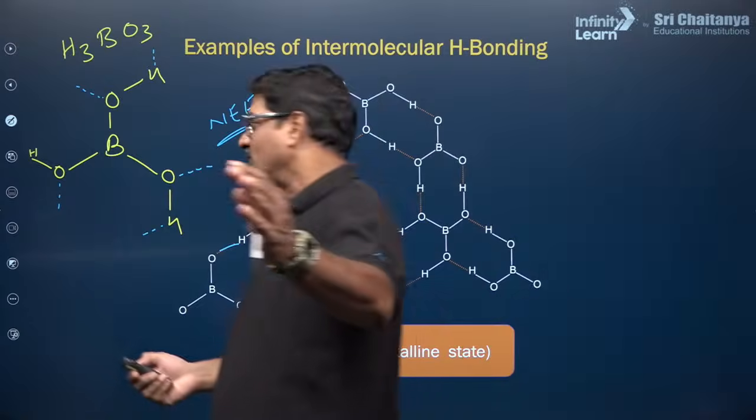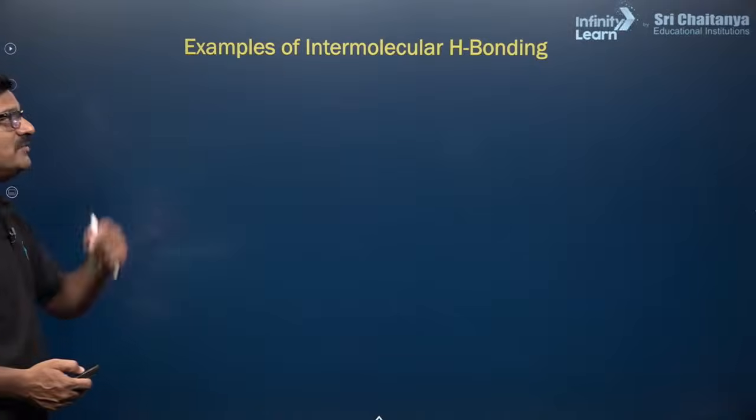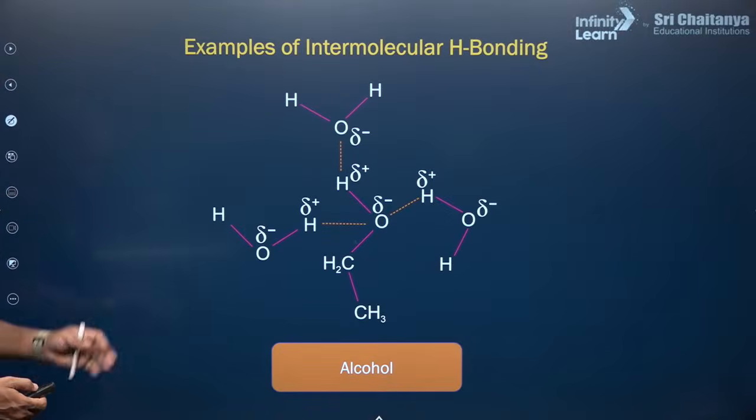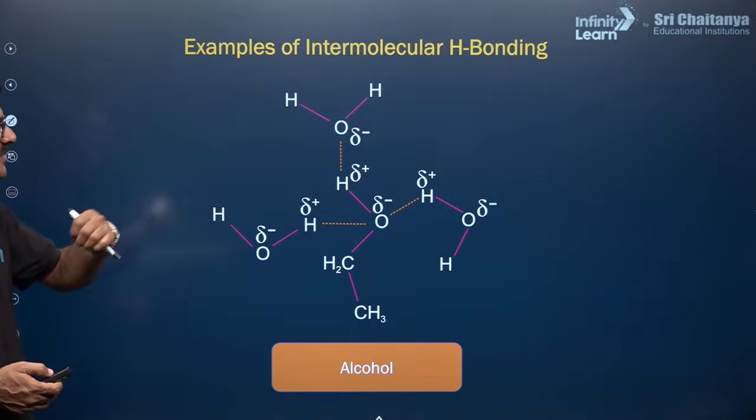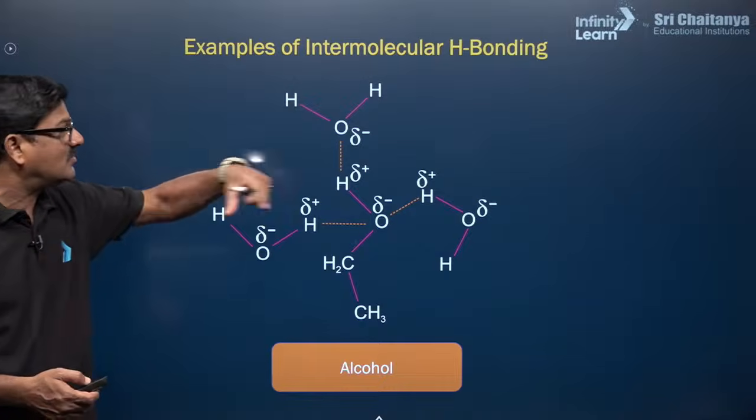Right. So let's see. Examples of intermolecular hydrogen bonding. So alcohols also have hydrogen bonding. Alcohol dissolves in water.